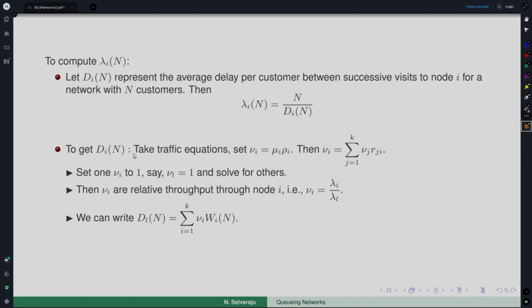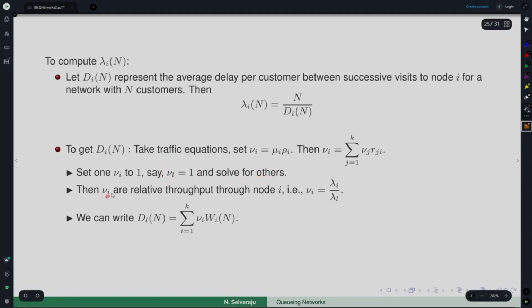To get di of n, we return to our traffic equation, mu i rho i equal to summation mu j rho j times r j i. We set rho i as the relative utilization, so mu i rho i would be nu i. Now this is the relative throughput or relative arrival rate. If I substitute mu i rho i equal to this nu i, then, since this set of equations is linearly dependent, we can set one of these nu i equal to 1, say let us take nu l to be 1, and solve for the others.